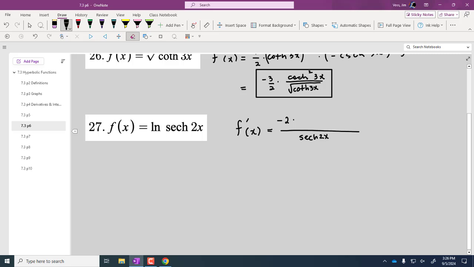So if we have to, we go back to trig. Derivative of secant is sec tan. So derivative of sech will be a sech tanh with the minus sign. So sech tanh. The seches will both cancel. So we're going to have minus 2 tanh 2x.